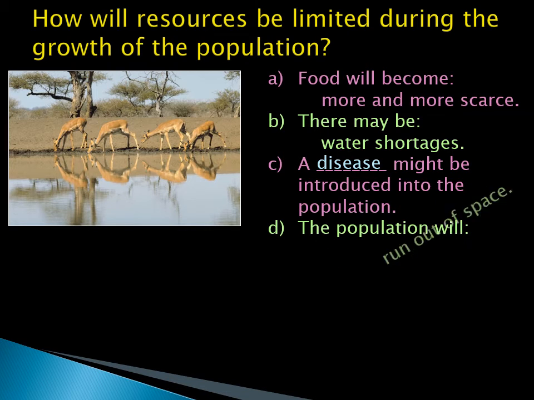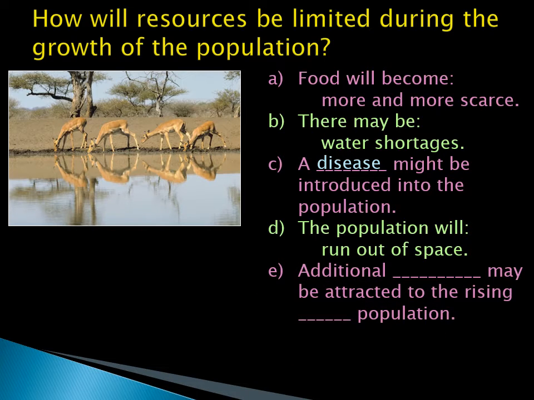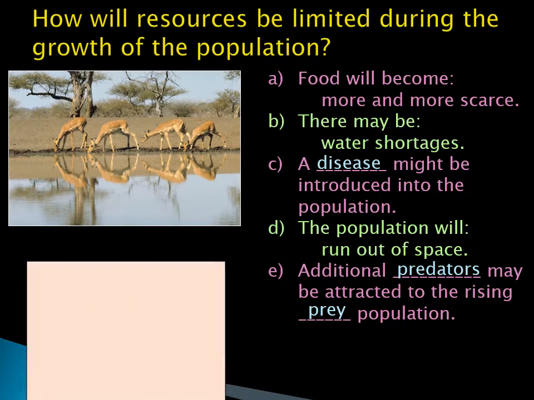All right? The population will also run out of space eventually. There's only so much habitat to go around, and the habitats in nature are already shrinking exponentially themselves. Right? Additionally, predators may be attracted to the rising prey populations. So as prey get larger, predators are going to come to hunt that prey, and that will then keep that population in check.